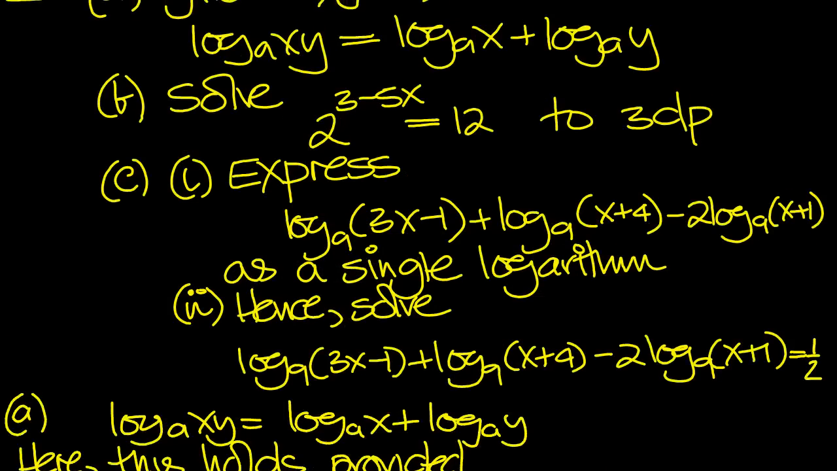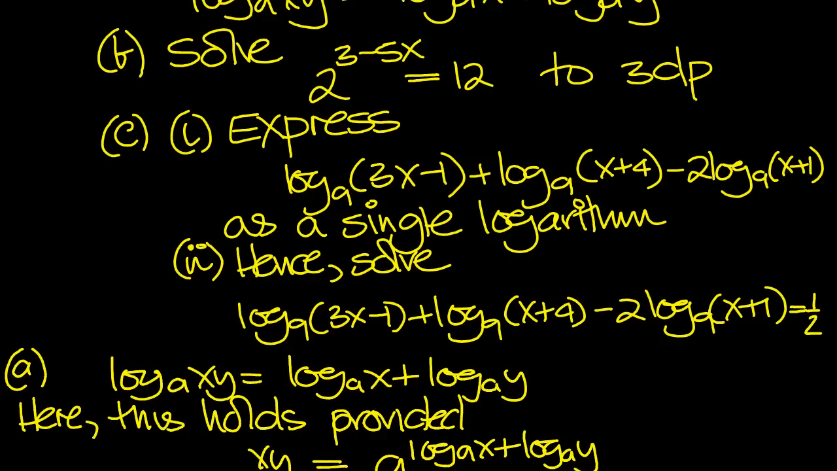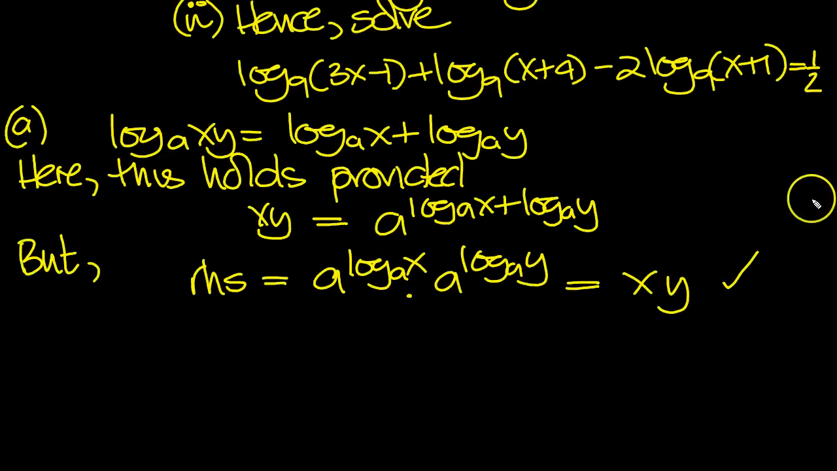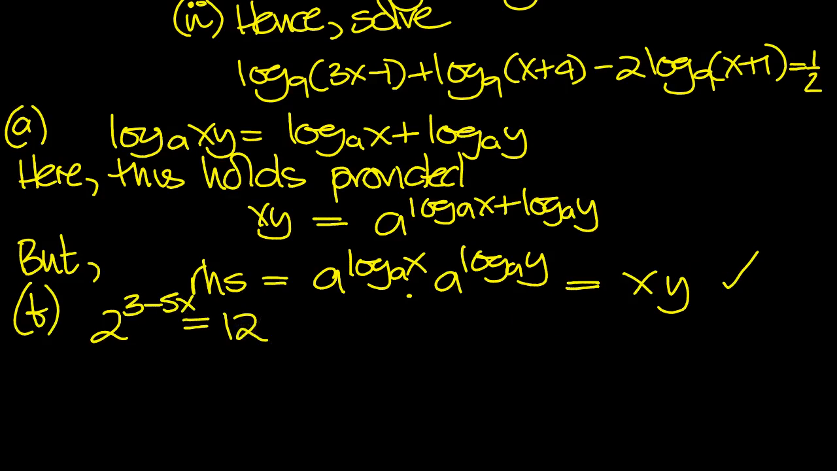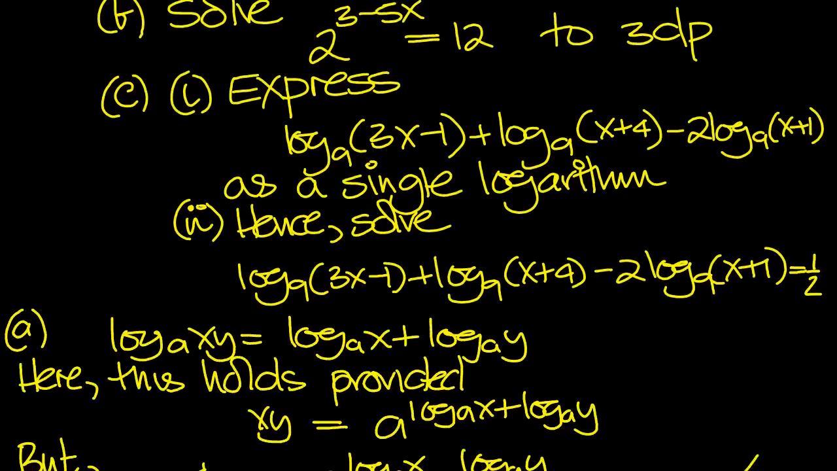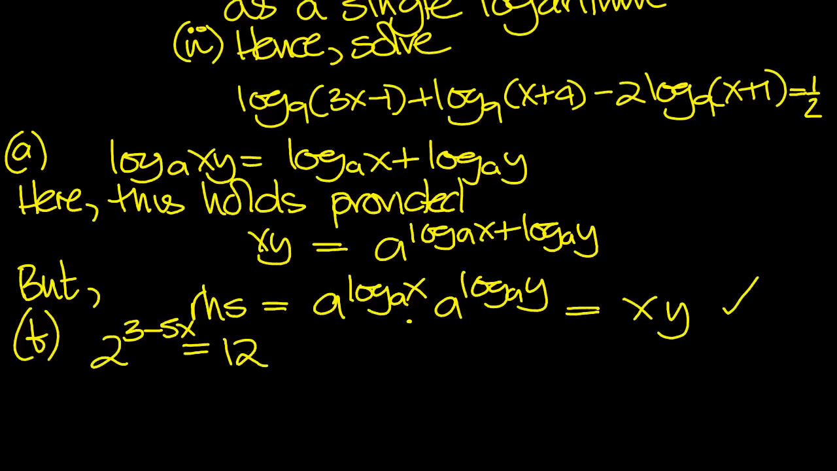Now part B, solve this equation here. Okay, part B. So we've got 2 to the 3 minus 5x equals 12, wasn't it? Let's just double check that. Yeah, that's fine, and we need to solve it to 3dp.